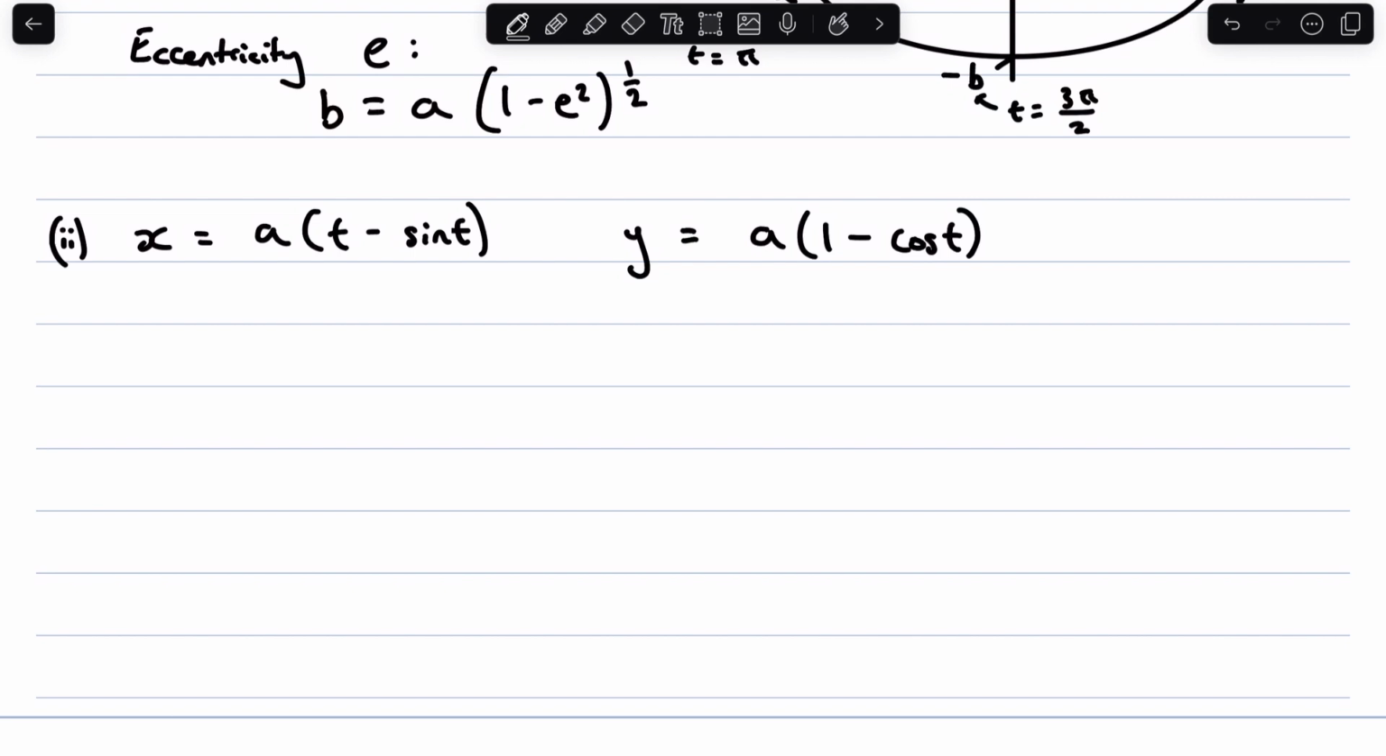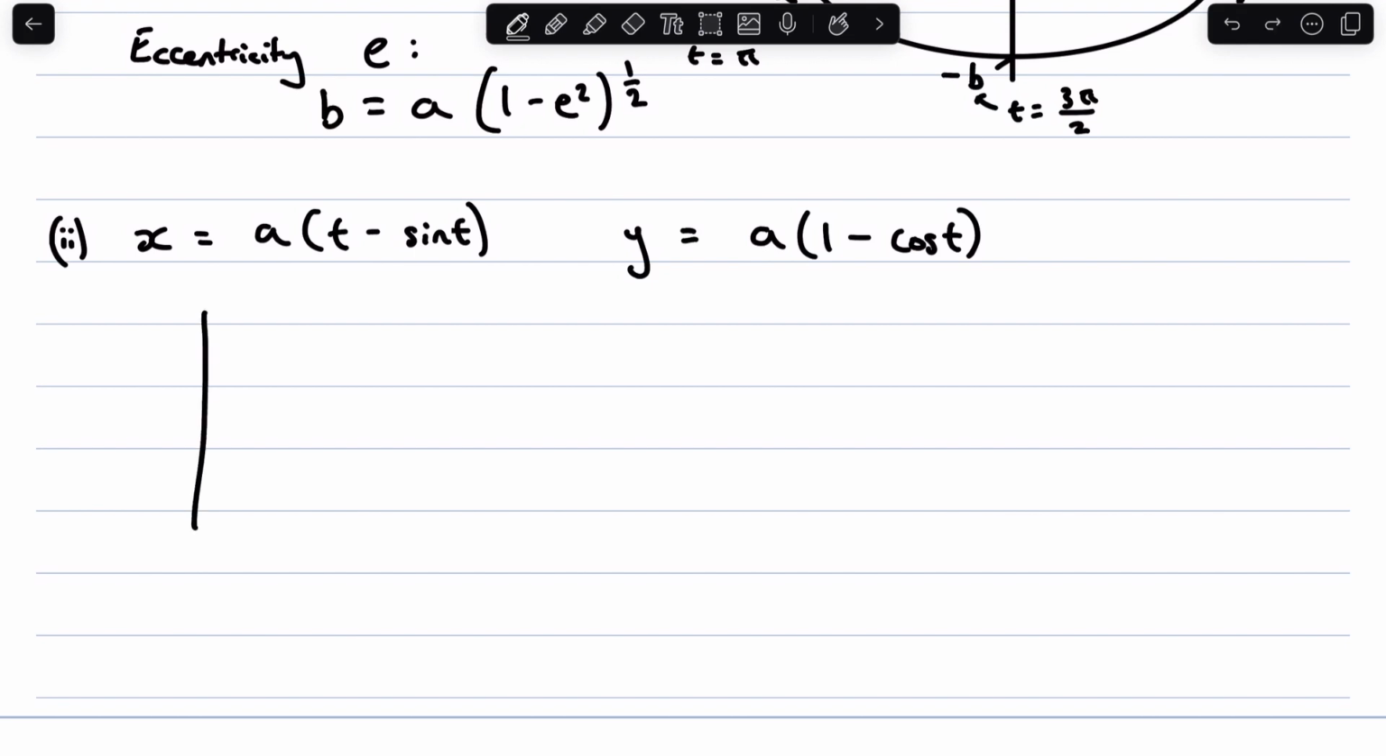So let's start with just looking at what's the maximum y could be. Well, it could be a times 1, and what's the maximum that minus cos could be? It could be plus 1 if cos was minus 1, so minus 1. And so that's going to give us a maximum of 2a, and the minimum is if cos was plus 1, and that will lead to 0. So y goes between 2a and 0, maximum to minimum. And this is obviously assuming that a is positive.